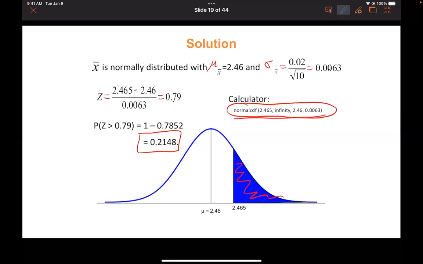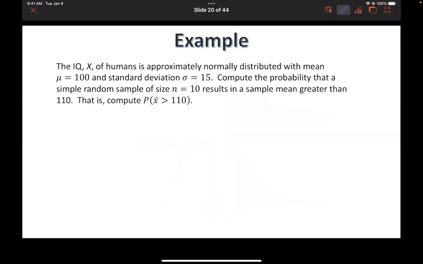Okay, here's another example. I would like you to try this one. The IQ of humans is approximately normally distributed. The mean is 100 and the standard deviation is 15. We want you to compute the probability that a simple random sample of size n results in a sample mean greater than 110. So we're computing that our X bar is greater than 110. So go ahead and do all your calculator stuff. Find the mean and the standard deviation, or standard error.